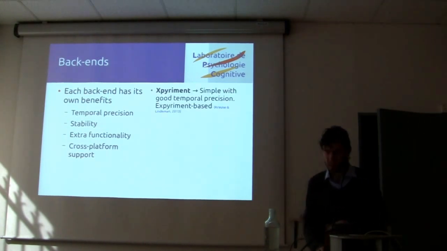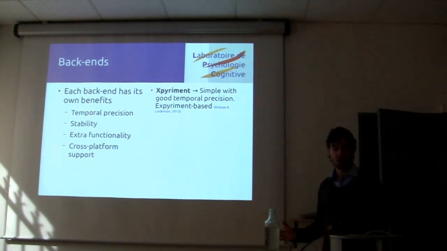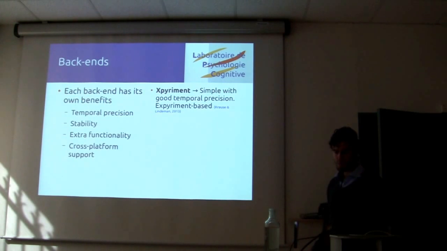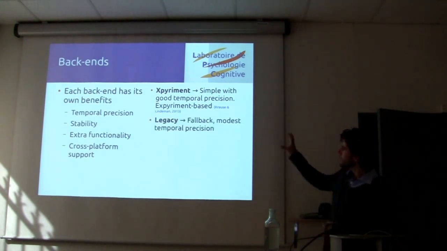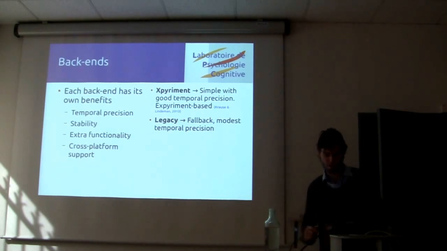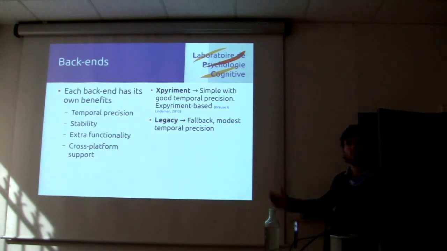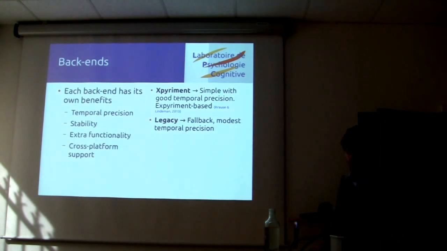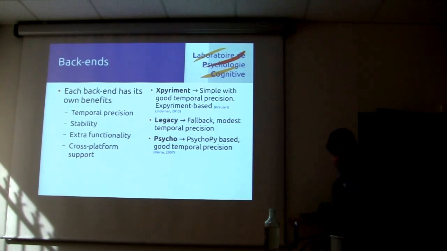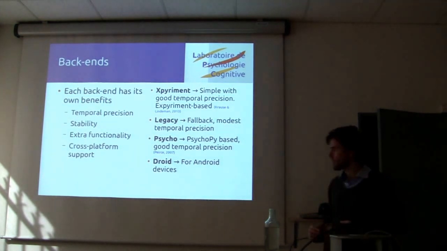We have the xpyriment backend, which is pretty basic, but it has pretty good temporal precision. It's the default. We have the legacy backend, which used to be the default. Legacy means a remainder from the past, essentially. It's actually pretty nice, but it doesn't have excellent temporal precision. There's the psycho backend, which allows you to use the functionality of PsychoPy, and the Droid backend, which you will only use essentially if you want to run your experiment on an Android device.